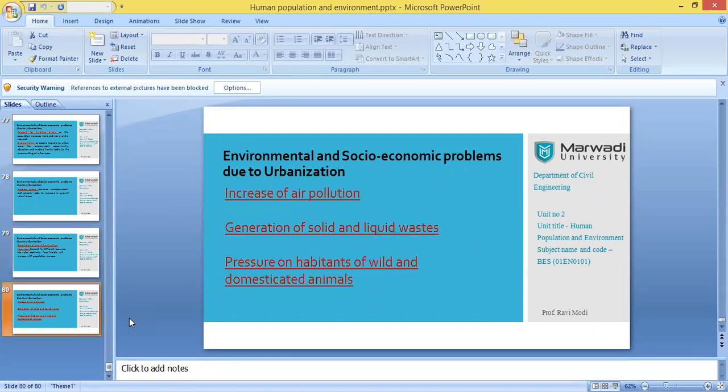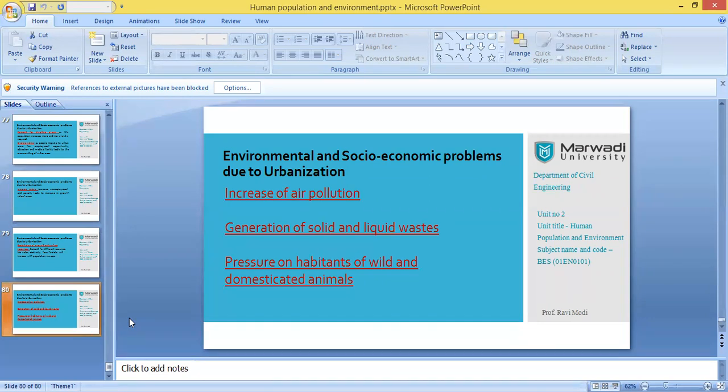And increase in air pollution. It is directly proportional to the amount of pollution. Generation of solid and liquid waste. Also you can add here biomedical waste and e-waste, which is not even considered here. As you all know, with the increase in population, all these things will increase also. And pressure on the habitats of wild and domesticated animals. So these are the environmental impacts due to urbanization.